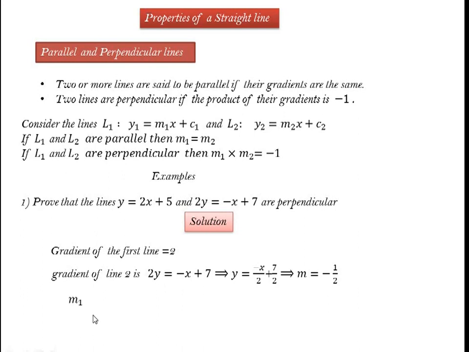Now, let's take m1 multiplied by m2. 2 times -half. The 2 cancels, which gives us -1. Hence, we conclude that the lines are perpendicular. Okay. Now let's look at the second example.